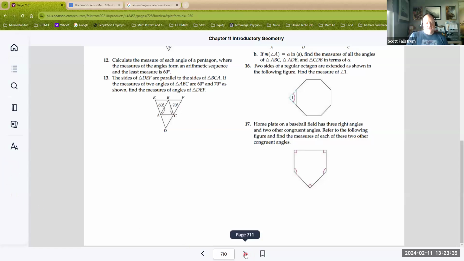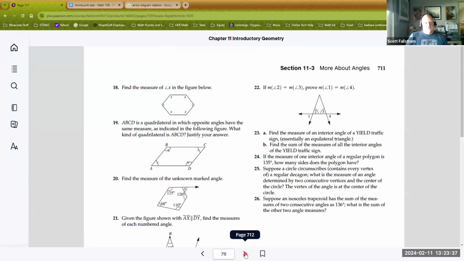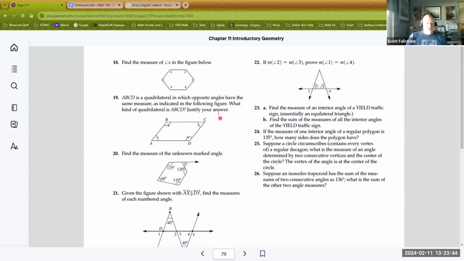All right. Find the measure of x. So again, 2 right angles and then 4 that are congruent. This is a quadrilateral. Opposite angles have the same measure. Question is, what kind of quadrilateral is it? If these opposite angles have the same measure, what can you say about this quadrilateral?